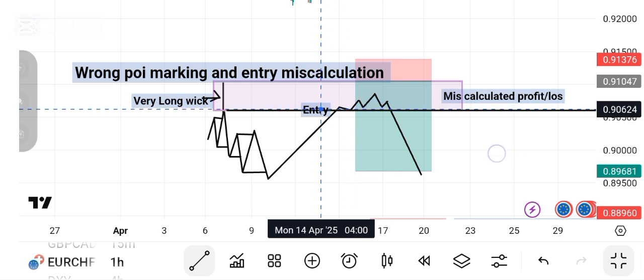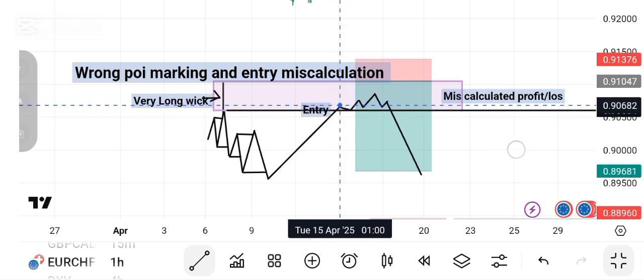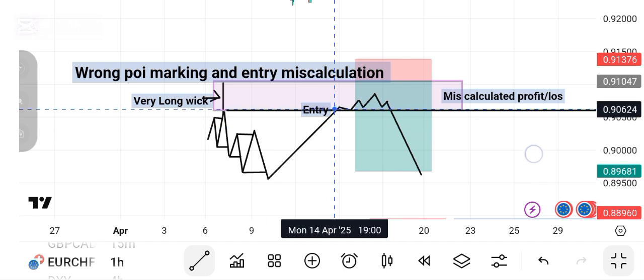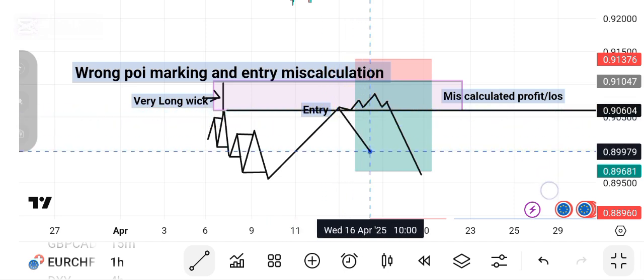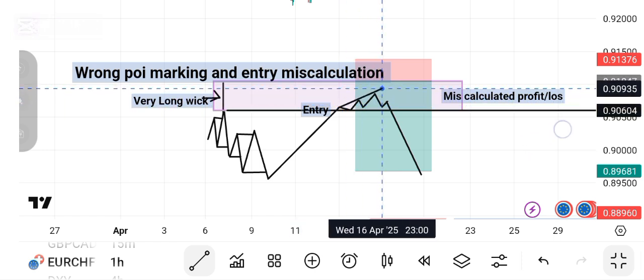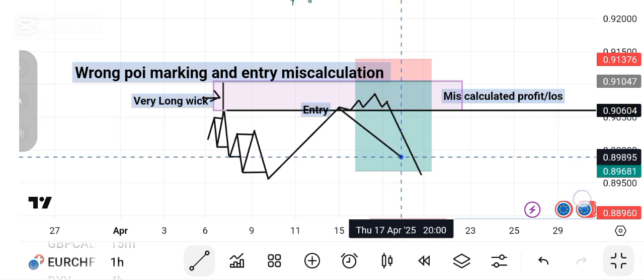this POI, most of you do enter once price touches your POI, making you be in a big drawdown of loss, because most times price will not just come here and start selling down. No, it will like to go inside this type of POI, then rumble around before selling down.